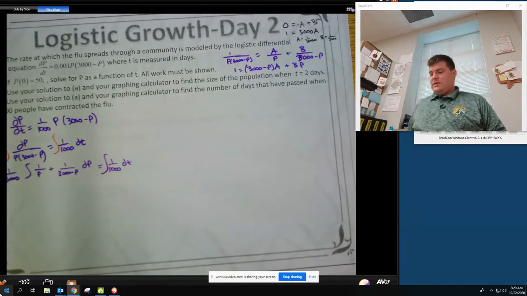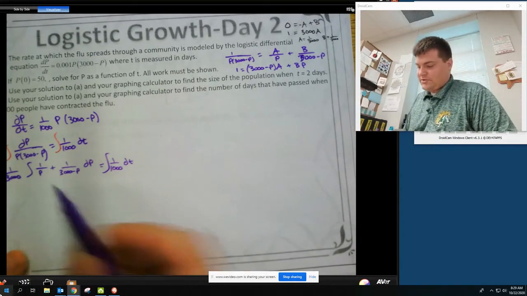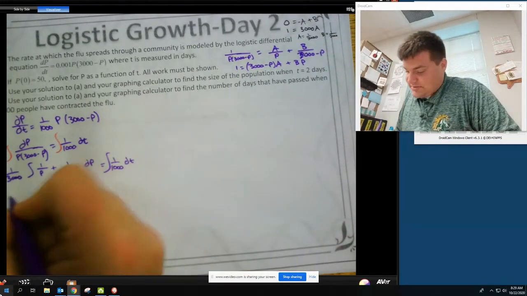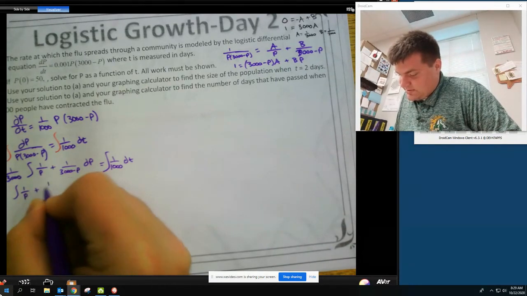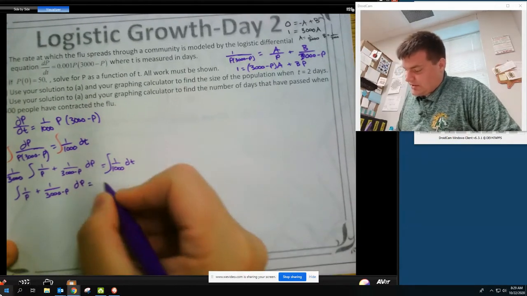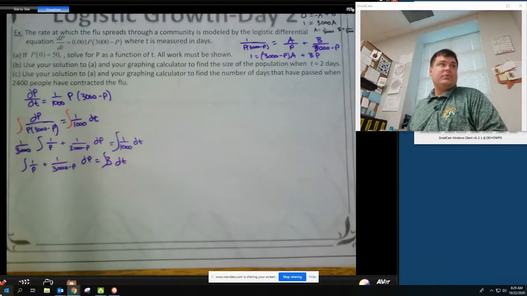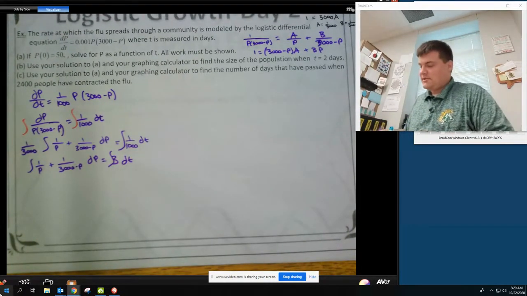Okay? So now I can do the integrals of these separately. Actually, real quick before I even do that, multiply both sides by 3,000. That way that 1 over 3,000 is kind of out of my hair. And on this side, you're just going to get 3 dt. All right. Oh, I kind of made that look like a b, but that's the integral of 3 dt. Things happen.